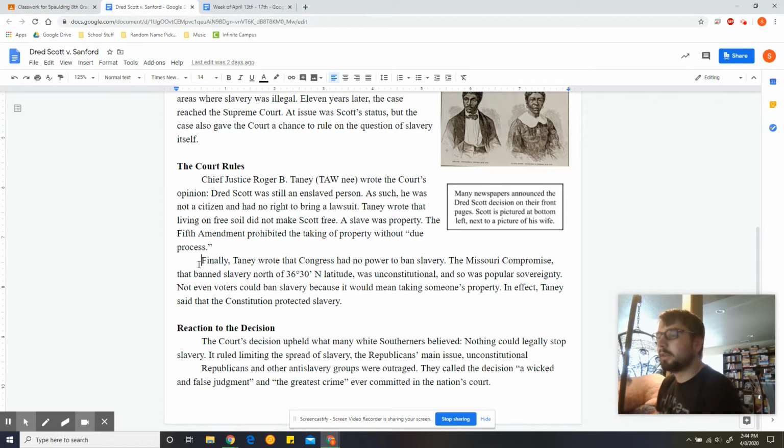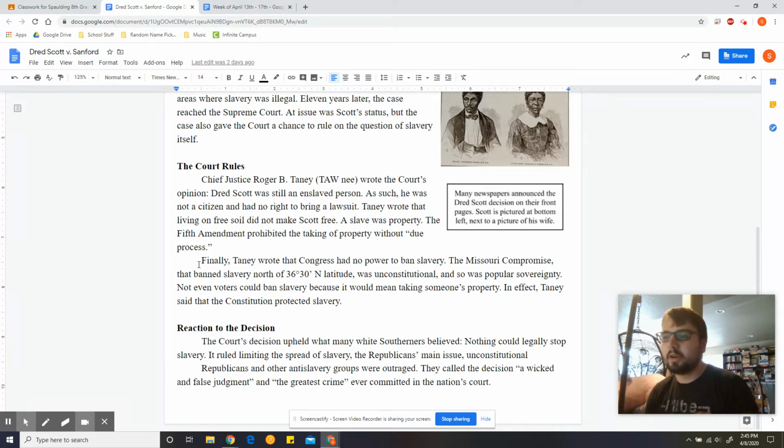Finally, Taney wrote that Congress had no power to ban slavery. Let me read that one more time because this is super important. Finally, Taney wrote that Congress had no power to ban slavery. The Missouri Compromise that banned slavery north of 36 degrees 30 minutes north latitude was unconstitutional, and so was popular sovereignty. So these solutions they had to slave states and free states, this judge is saying that is unconstitutional. Basically, as it says here, not even voters can ban slavery because it would mean taking away someone's property.